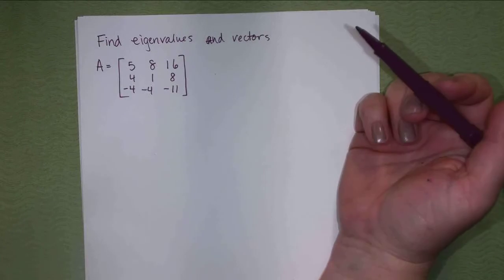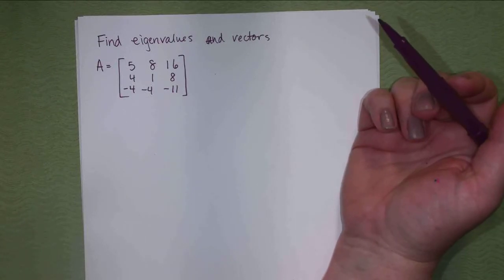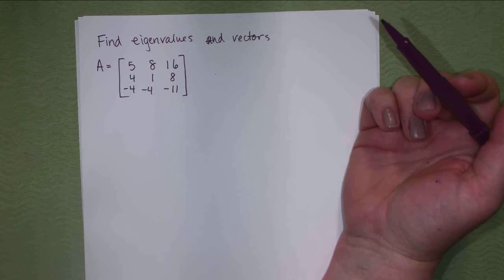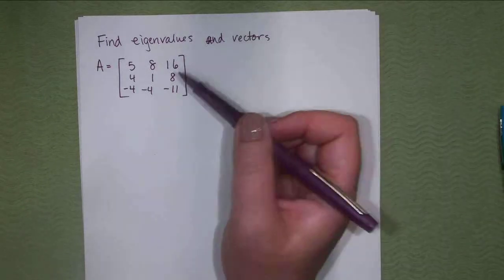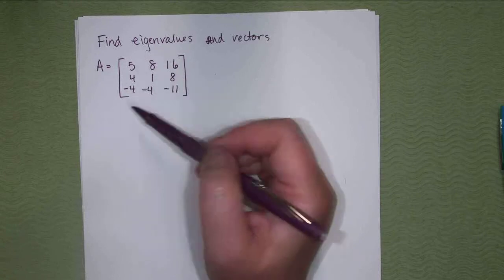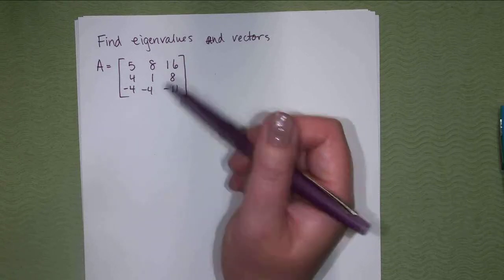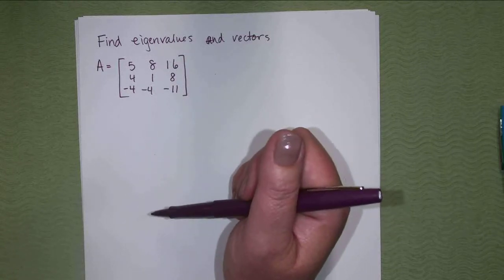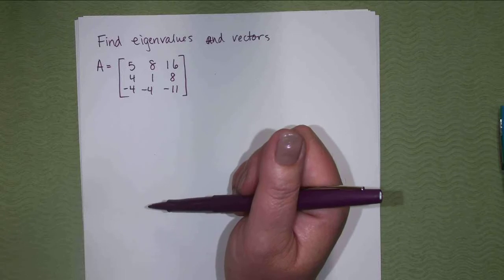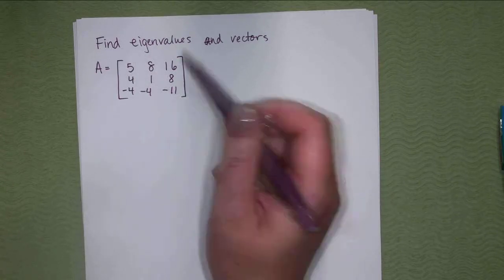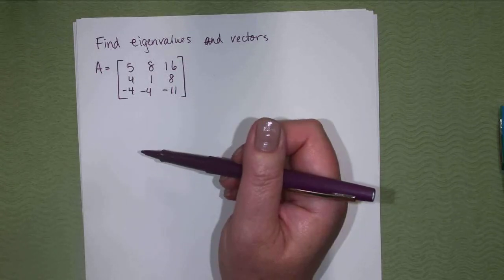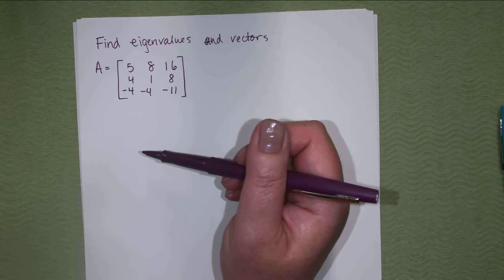So for a 3 by 3, we could end up with 1, 2, or 3 eigenvalues. Right? Depends on how it factors. So if you have 3, then you have to row reduce 3 separate matrices to find the eigenspace. So it's a little bit longer. These numbers don't look nice, but I worked this out before and it did work out okay.